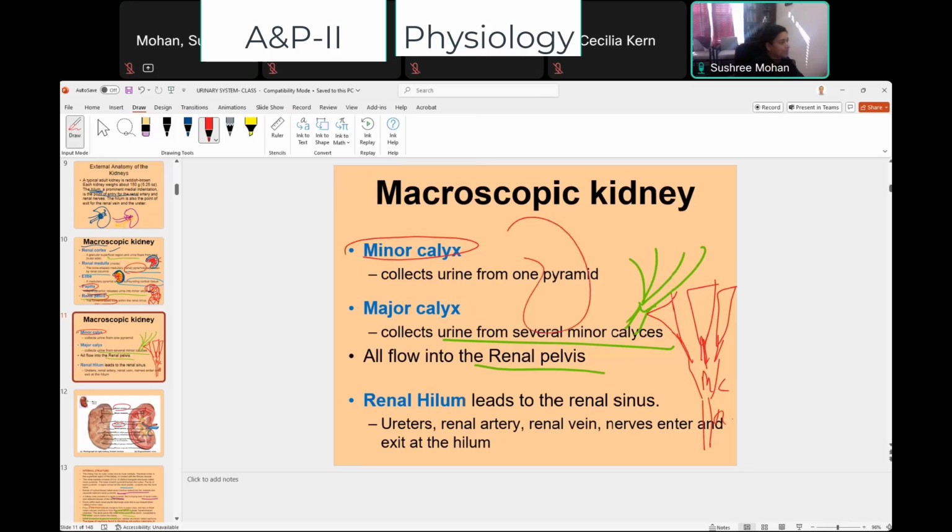So again, this is the structure of the kidney. Outer one is cortex, inner one is medulla. In the medulla, we have pyramids. The tip of the pyramid is the papilla. From each papilla, you have a minor calyx, and a couple of minor calyxes will join to form a major calyx, and that will lead into the renal pelvis. Then hilum, as I told you, is the entry and exit for artery, vein, and nerves.